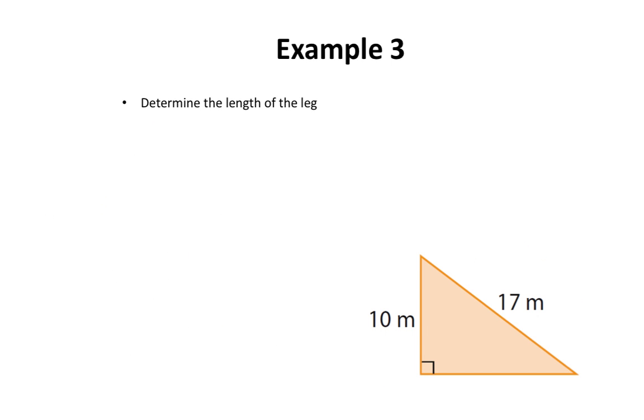In our third example, we want to determine the length of the leg. If you take a look at our diagram, we've been given the hypotenuse, we've been given one of the legs, but we haven't been given the other leg. So that is what we're going to be looking for. Let's begin by rewriting the Pythagorean theorem, which is a squared plus b squared, which is equal to c squared. I'm going to substitute in my known values in brackets.